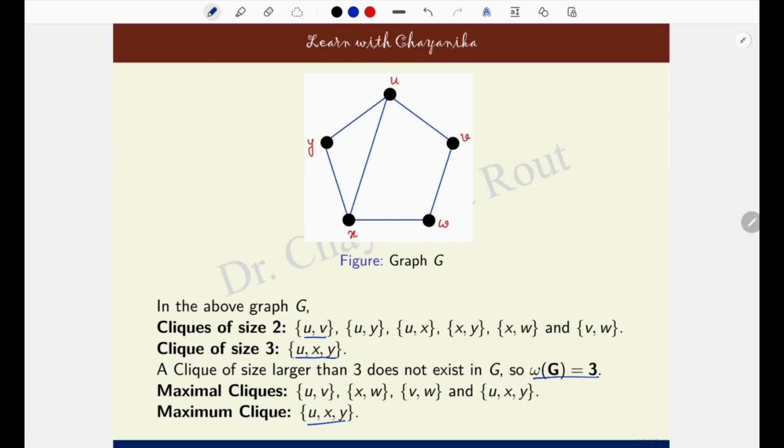UV is not extended any further, or it is not contained in any larger clique, that makes UV maximal. UY is extended further to include X, UXY is the larger clique, so it is not maximal. UX again is not maximal because it is extended further, XY is not maximal. XW is maximal because it is not extended any further. VW is also maximal as it is not extended any further, so that is another maximal clique. So these are the maximal cliques of size 2, and of course the maximum clique is itself a maximal clique, that is of size 3. The clique number is indicated by the size of the maximum clique only.